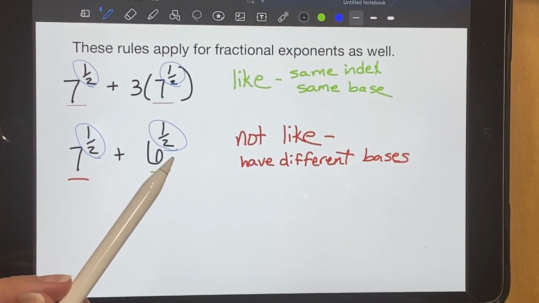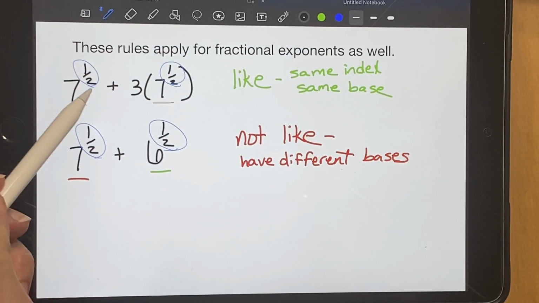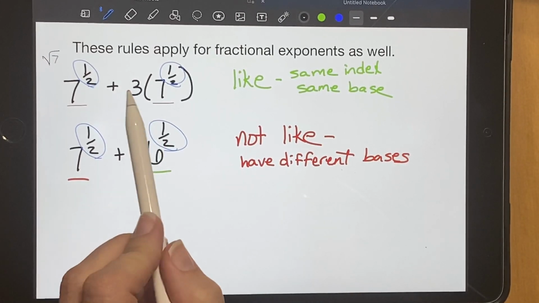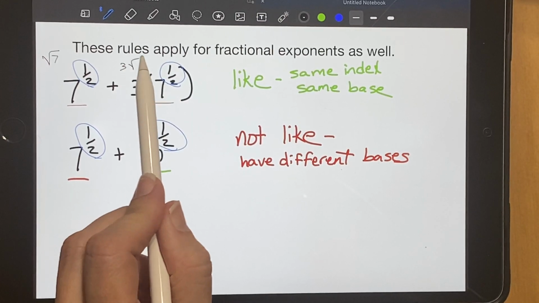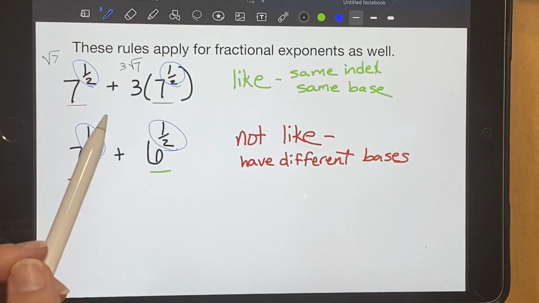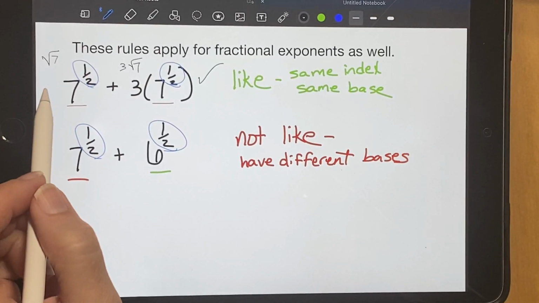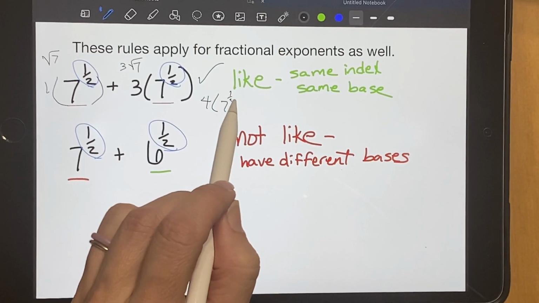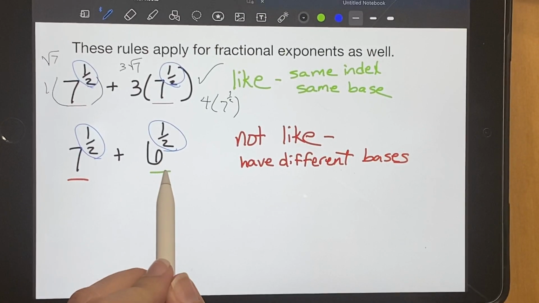It also applies for fractional exponents. So in this case, I have 7 as my base with a 1/2 exponent. So really I'm looking at the square root of 7, correct? And then I have 3 times 7 to the 1/2. So this would be 3 square roots of 7. So again, like bases, like indexes, I could add these together, and I would have 3 plus 1, because this is really a 1 up front, and I would end up with 4 times 7 to the 1/2.